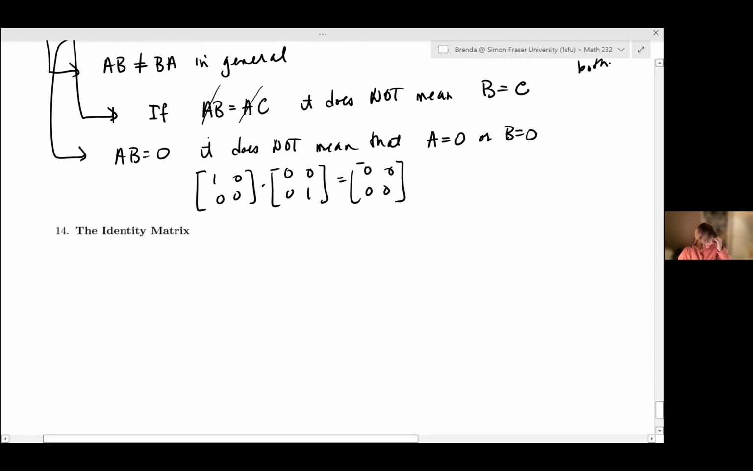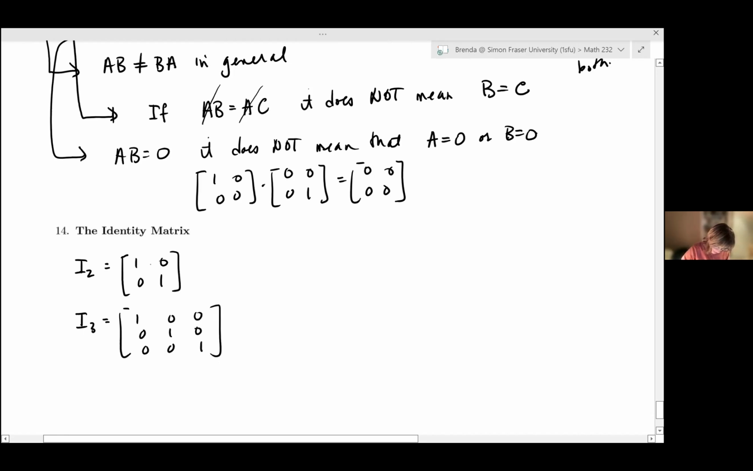Okay, the identity matrix. We touched on this a little bit earlier. This is our final thing to say here. The identity matrix looks like this. Here's I2. It's a square matrix. It's diagonal, and it has ones on the diagonal. There's I3. Okay. We've got ones on the diagonal, ones on the diagonal.